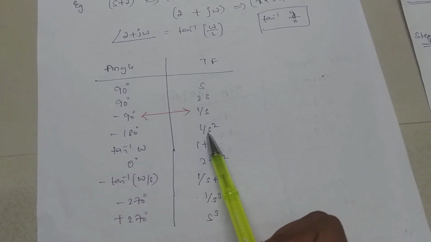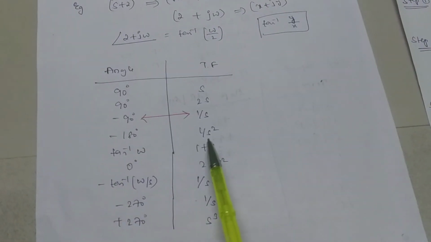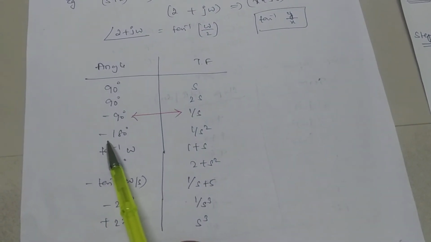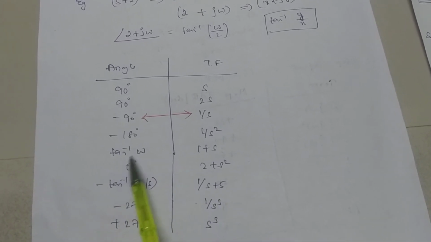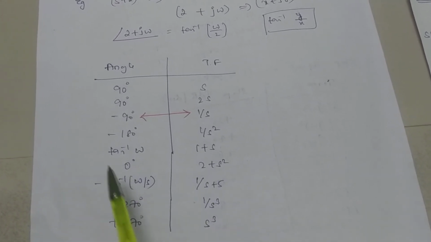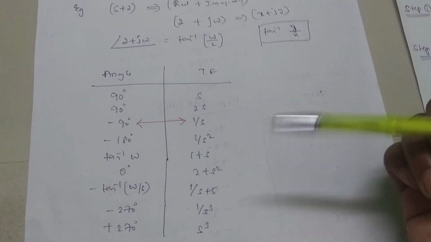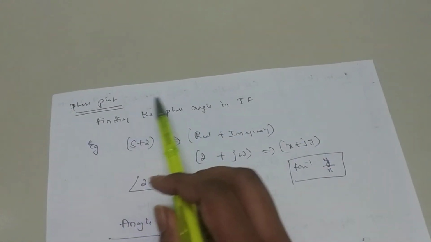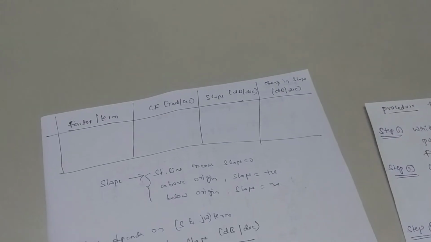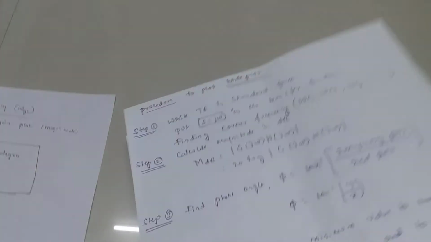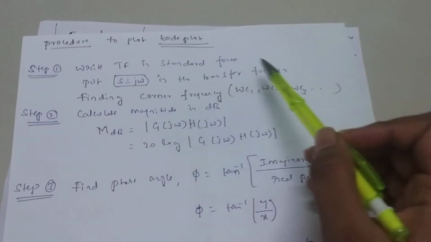For example, tan inverse of 1 by s square. You just substitute here the omega value. Tan inverse of 1 by s square is minus 180. Tan inverse of 1 plus s, that is tan inverse of omega, equals 1 plus s. But here you should remember all these standard forms. So this is the phase angle plot. After the phase angle, what are the procedures here? See, the procedure is to find out a Bode plot.